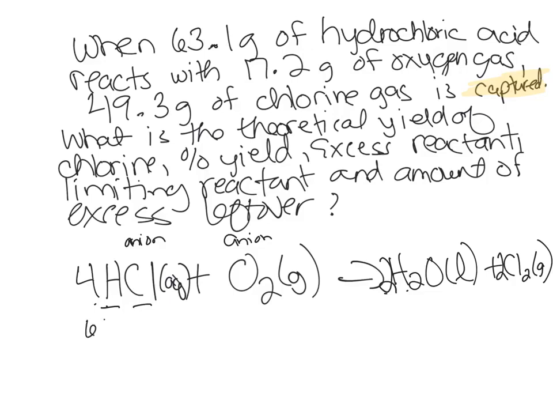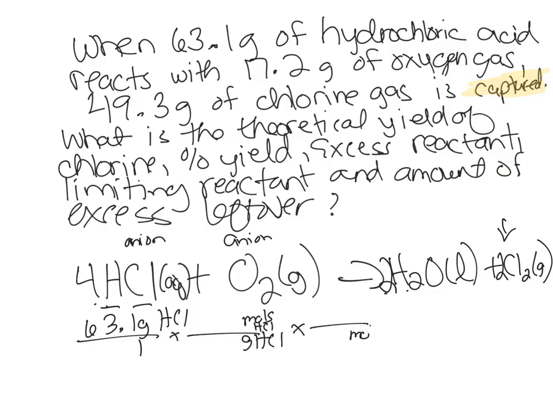We've got 63.1 grams of the HCl, and we are going to run that over to our chlorine. So grams of HCl comes down to moles of HCl. Moles of HCl comes down, and we are going to go to moles of chlorine. Moles of chlorine is going to go to grams of chlorine. So this is our first stoich.